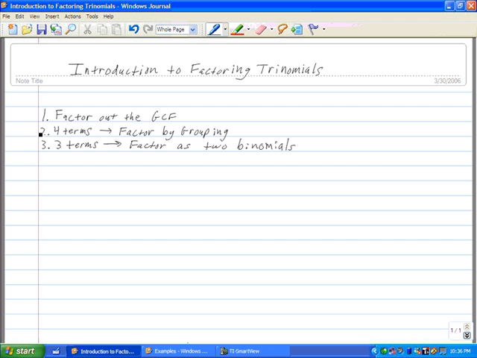Now if you have 4 terms in your polynomial, then that is normally done using factoring by grouping. But if you only have 3 terms, then you're going to attempt to factor that polynomial into 2 binomials, and that's what we want to look at right now.